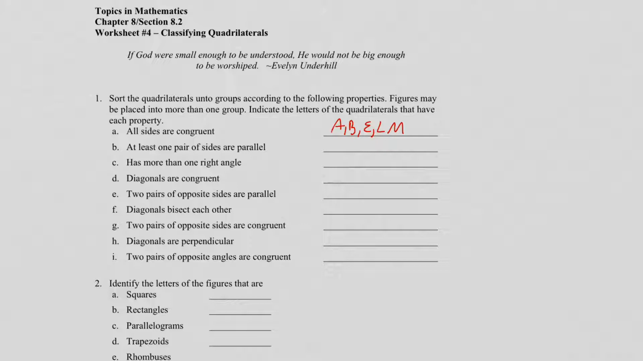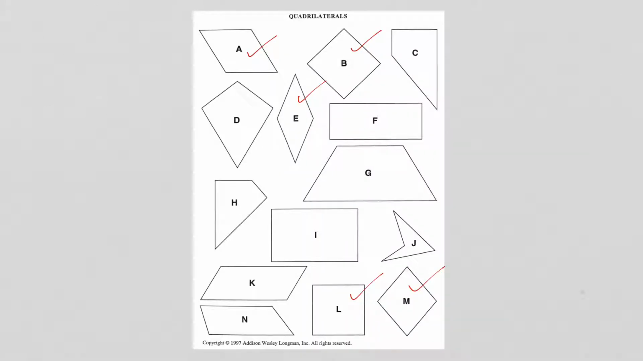Okay. The next one says at least one pair of sides are parallel. Well, that's going to be pretty much all of them, except for, let's see which ones don't meet that criteria. At least one pair of sides. I mean, that's even for the trapezoid. But this wouldn't do it. This one wouldn't do it. Neither would this one, okay? This is more of a kite. So I would just put all except those 3.